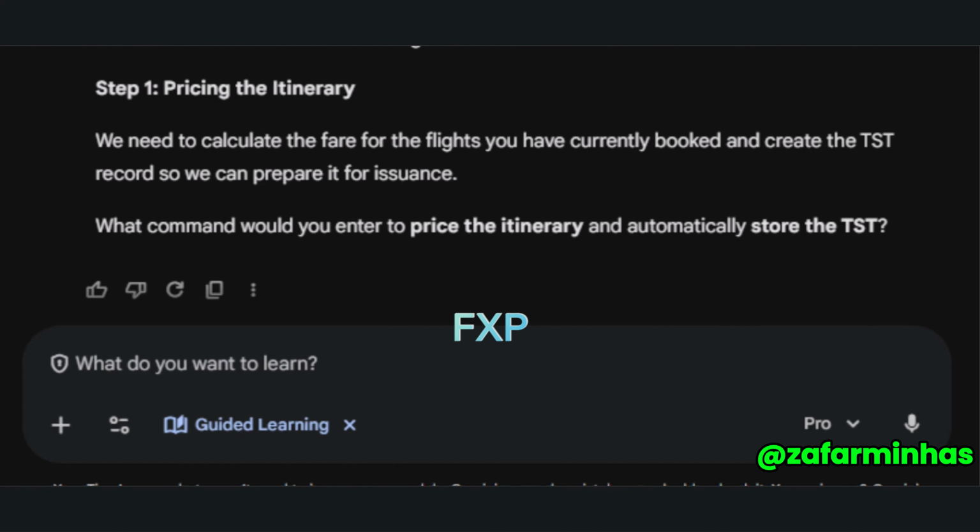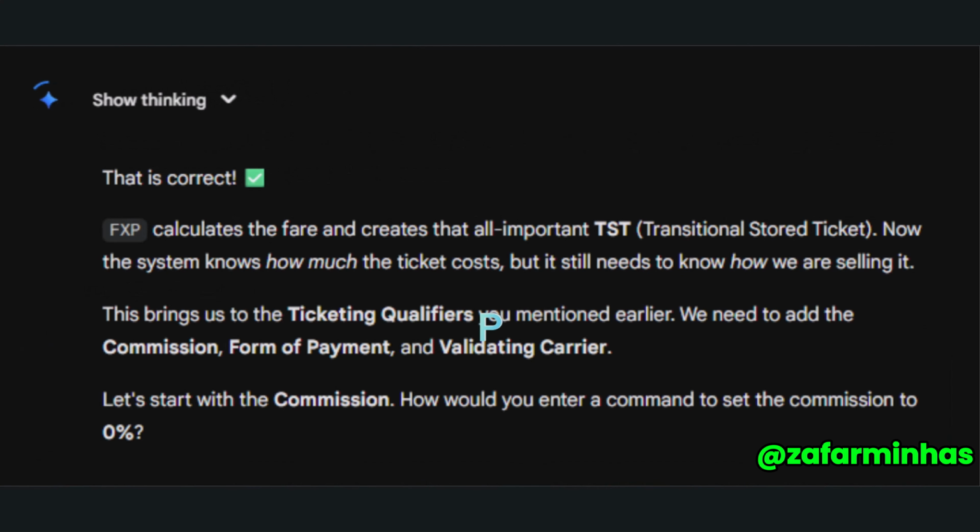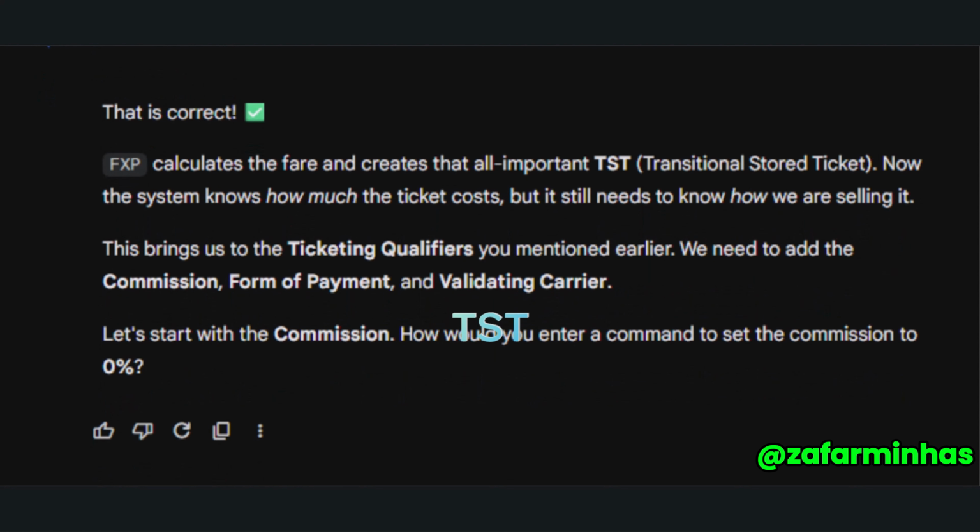Enter FXP command to price all flight segments and passenger in a PNR. That is correct. You enter FXP. FXP calculates the fare and creates the TST. At this point, Amadeus knows the price of the ticket, but it still needs your ticketing instructions. This brings us back to the ticketing qualifiers we mentioned earlier: commission, form of payment, and validating carrier.